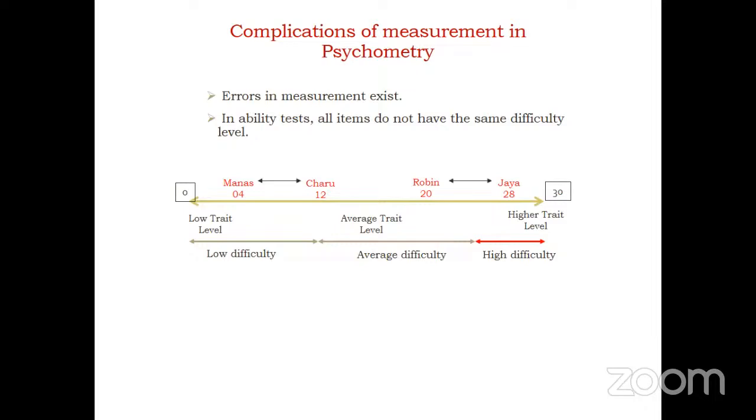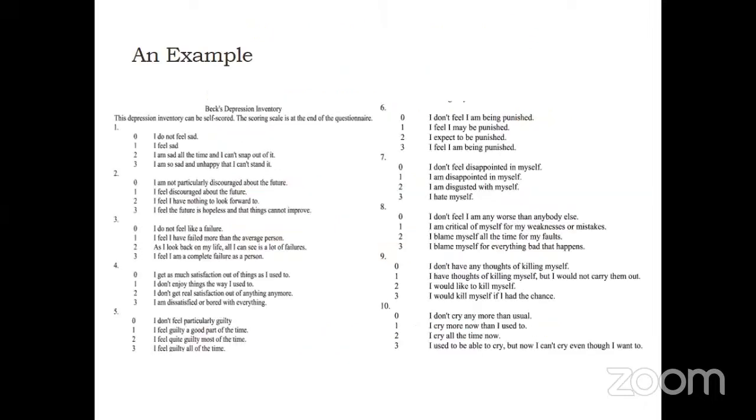So it becomes difficult to compare the ability level based on the raw scores, which we actually do in the classical test theory approach. Okay, I give you another example.